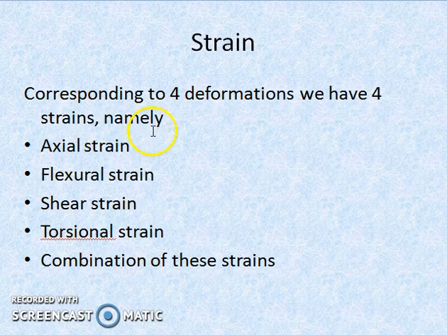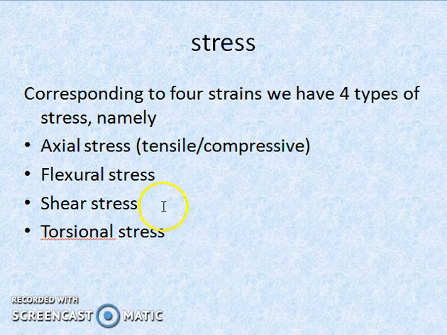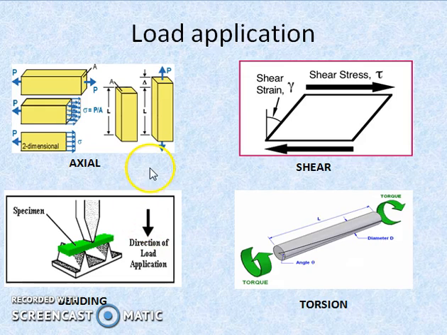Corresponding to these four deformations, we have four strain components: axial strain, flexural strain, shear strain and torsional strain, or a combination of these four. Corresponding to these four strains, four stresses are developed: axial stress, flexural stress, shear stress and torsional stress. So those four stresses and strains may be axial, shear, bending, torsion. These are due to application of loads. First consider axial. In axial, we have two types: tension and compression.